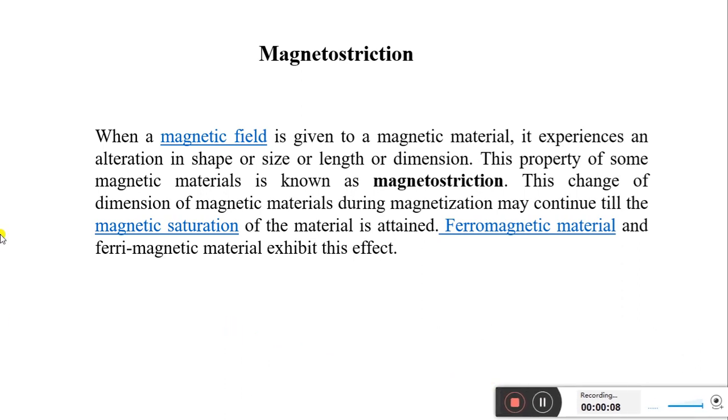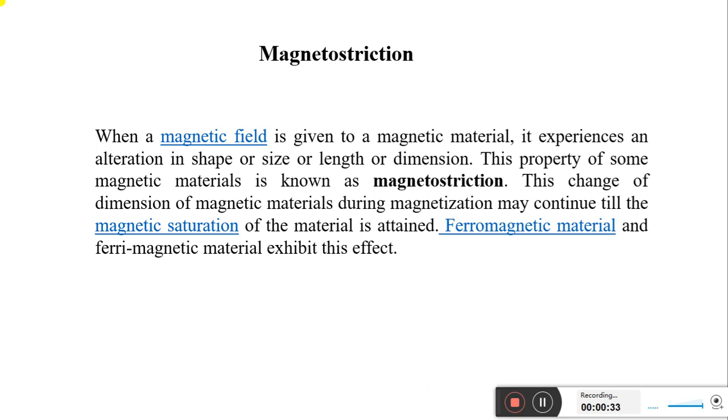Today in this class, we will discuss magnetostriction. This is a property of material in which if you apply a magnetic field across a magnetic material, then it experiences an alteration in the shape or size or length or dimension.